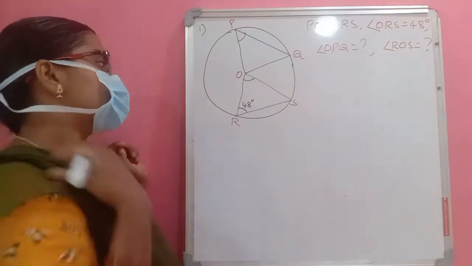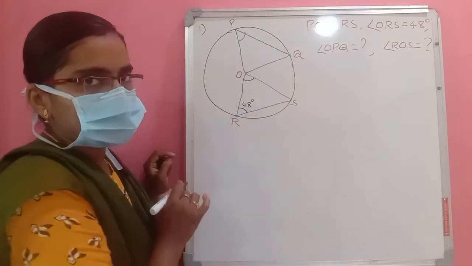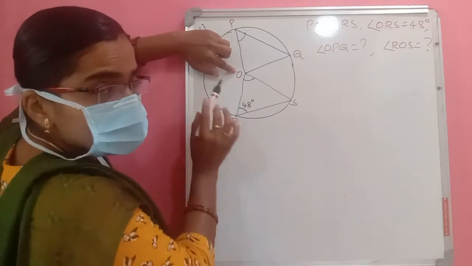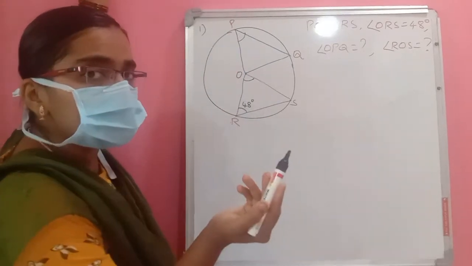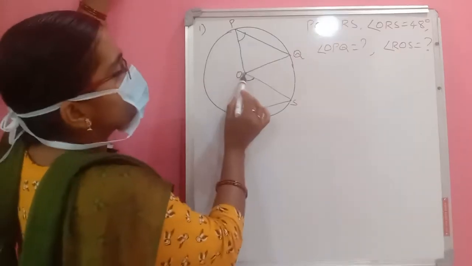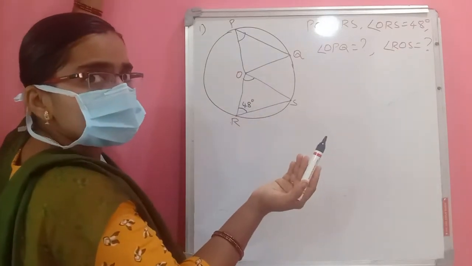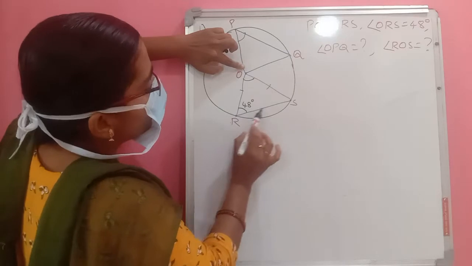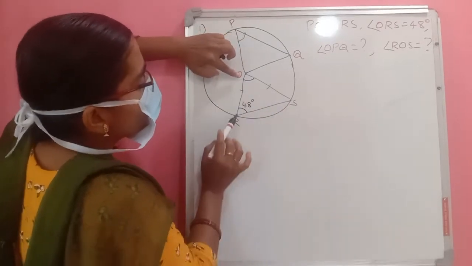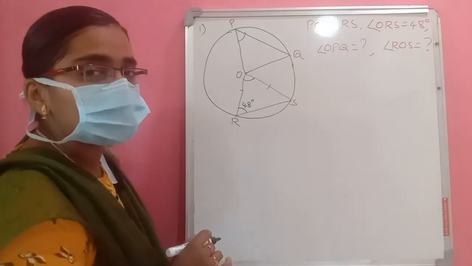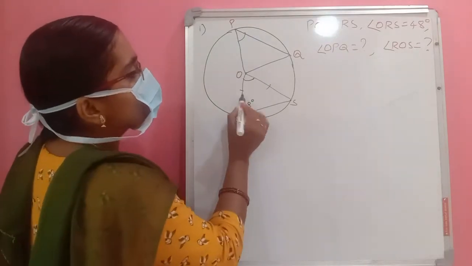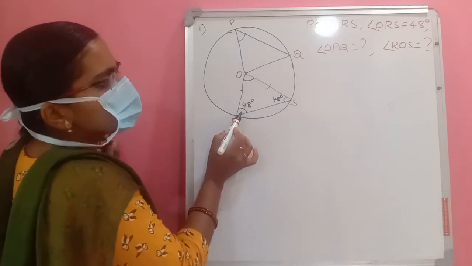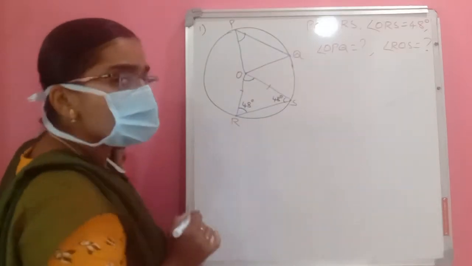How can we find it? Here they have given this angle as 48 degrees. Look here, from O to R is the radius of this circle, and O to S is also a radius of the circle. The distance from the center to any point on the circle is the radius, so the radius is always the same. If you consider triangle ORS, in triangle ORS, the sides OR and OS are equal. In a triangle we learnt that angles opposite to equal sides are also equal. The angle opposite to this side is 48, then the angle opposite to this side is also 48.